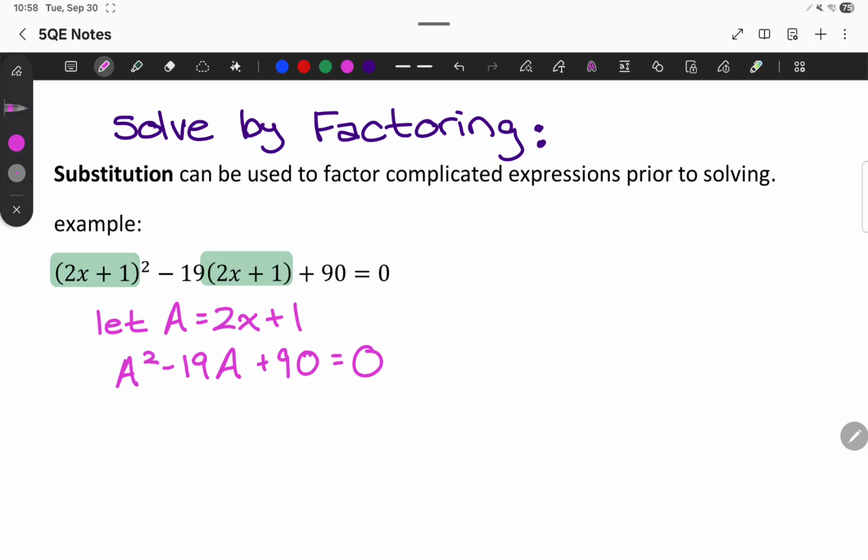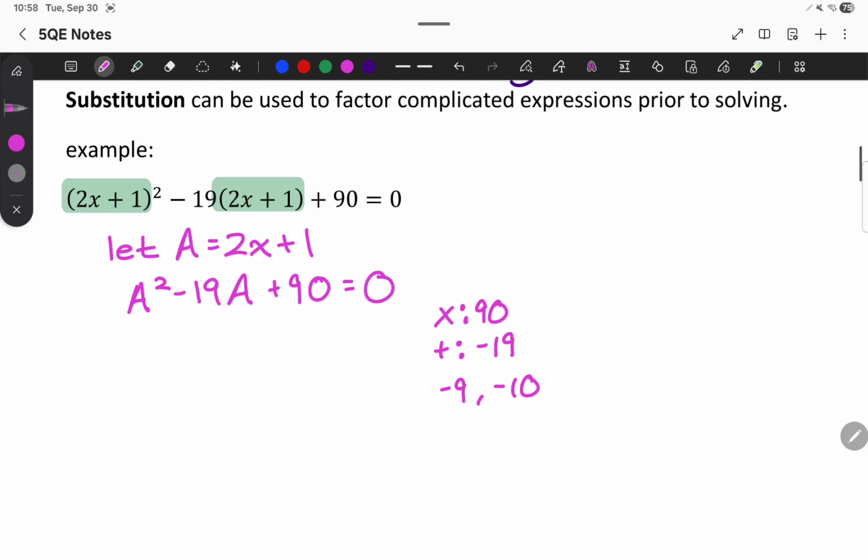This gives us a much simpler equation for factoring purposes. We just need to find a pair of numbers that will multiply to 90, add to negative 19. Those numbers will be negative 9 and negative 10. At this point, we can go directly into our factored form. A minus 9 times A minus 10 equals 0. At this point, if we were solving for A, we could just take each factor separately. Either A minus 9 is equal to 0, in which case A is equal to 9, or A minus 10 is equal to 0, in which case A is equal to 10.